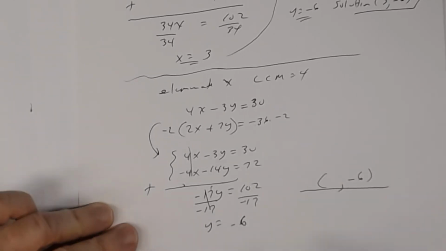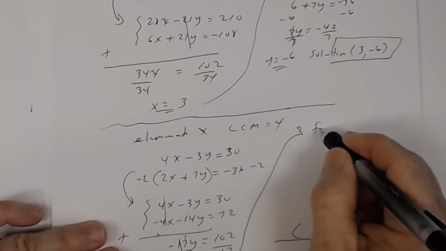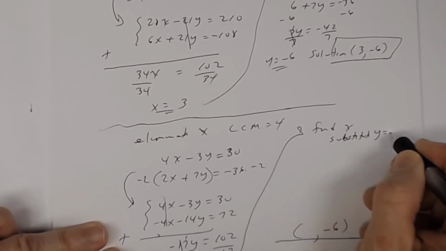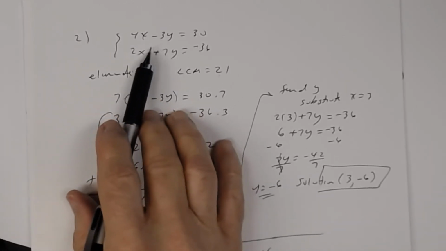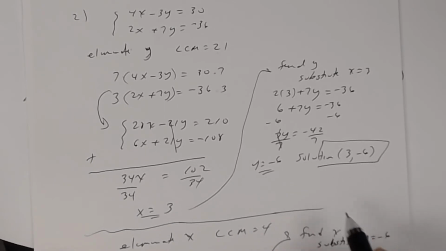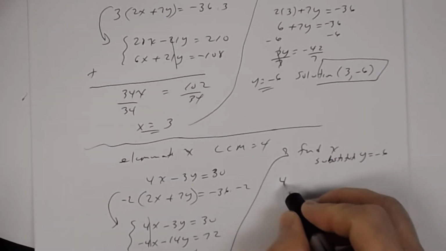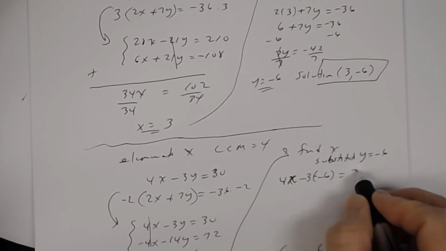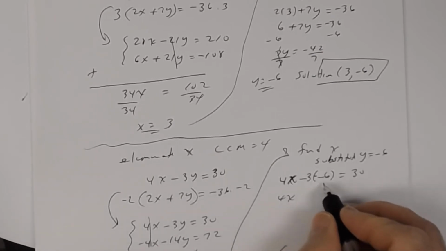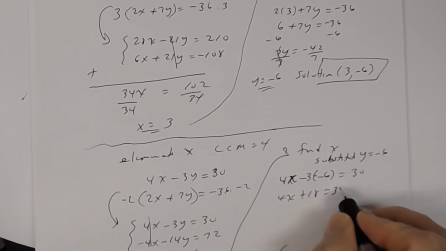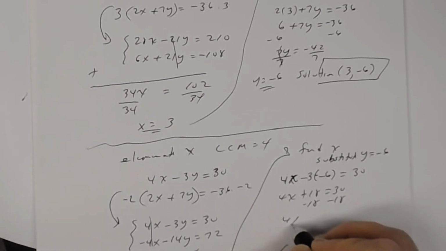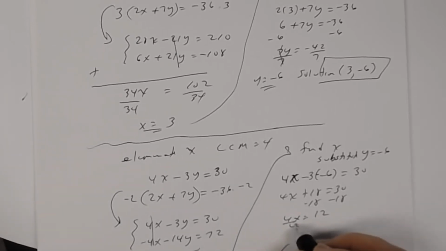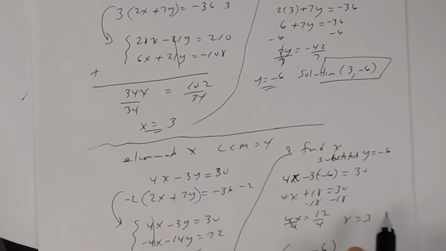To find x, you're going to substitute y equal negative 6 into one of these equations. Doesn't matter which one. I'm going to use the first one. So I get 4x minus 3 times y, which is negative 6, equal 30. So I get 4x. Negative 3 times negative 6 is a positive 18, equal 30. Subtract 18 from both sides. I get 4x equal 12. Divide both sides by 4. I get x to be 3. And that's what we got here.